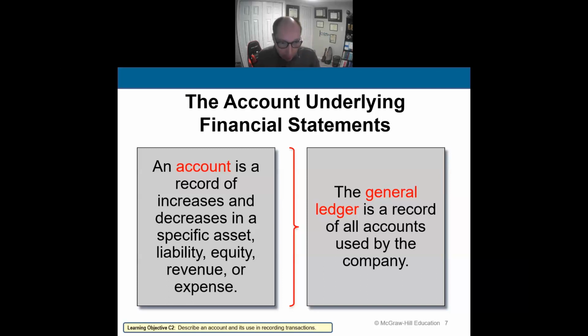Then we have equity accounts. Equity accounts are what the owners own. When you think of equity, think of if you own a house and you've been paying down on your mortgage, you're building equity. Equity is what you own. That's what the owners own. Equity is the difference between assets and liabilities.